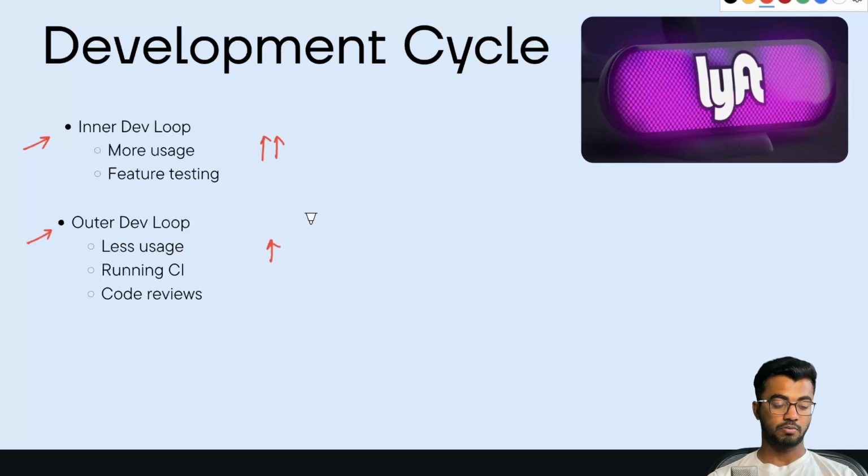If you talk about the 80-20 rule, we can say that the inner dev loop is probably used 80% of the time, while the outer dev loop is used 20% of the time. That's just an assumption, but you know what I mean. Okay, so when I talk about the inner dev loop, what are the things that are being done?